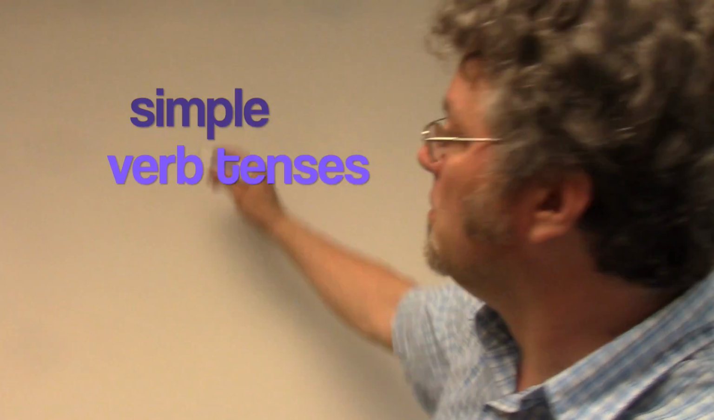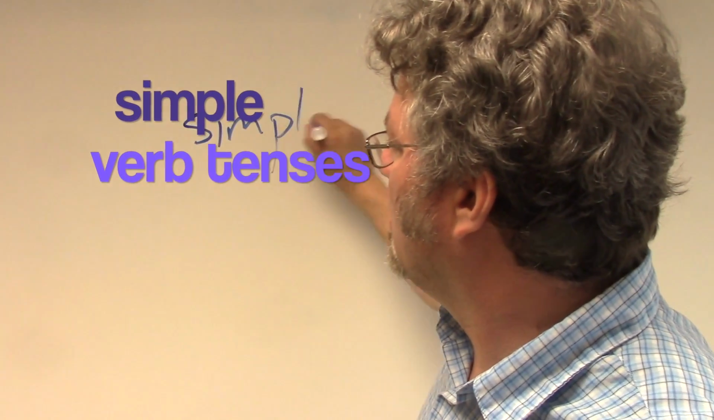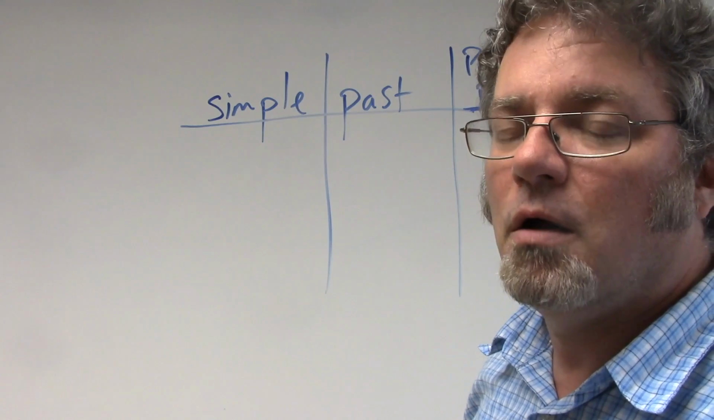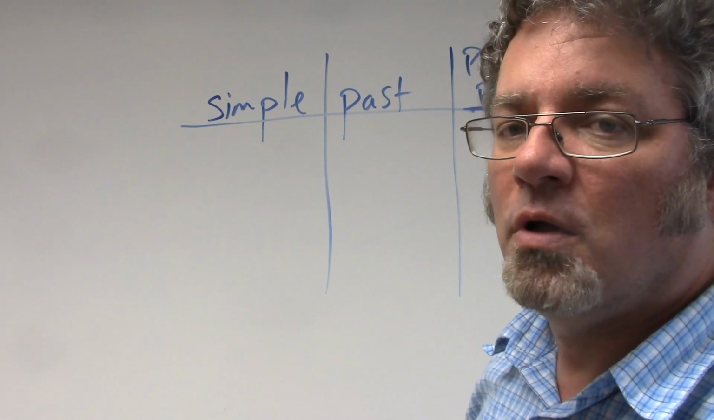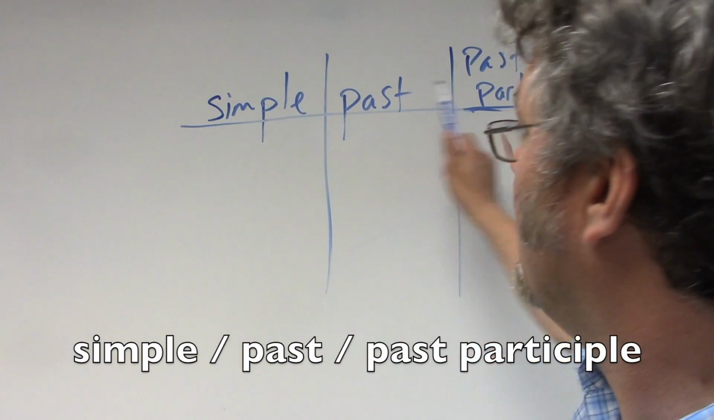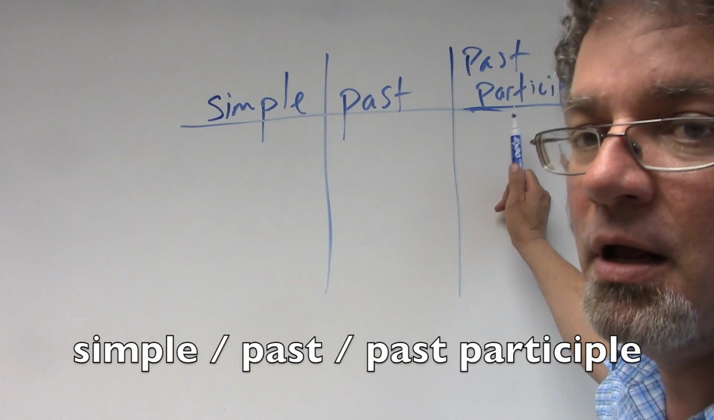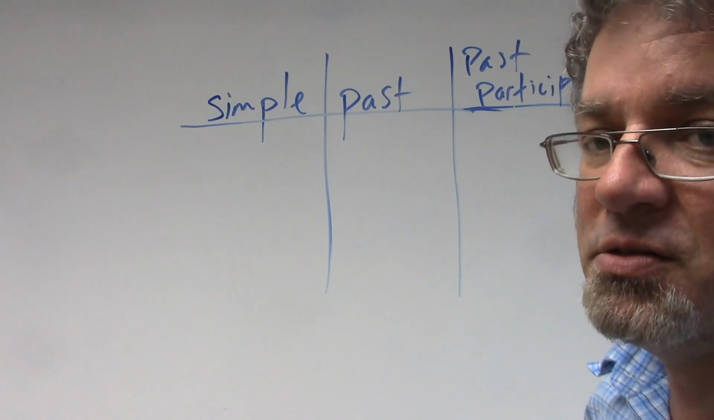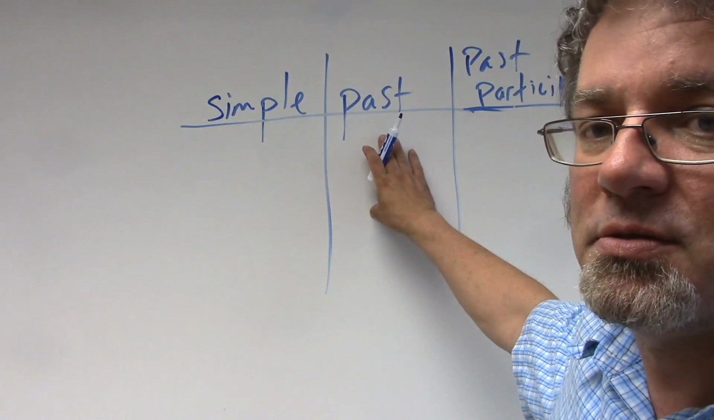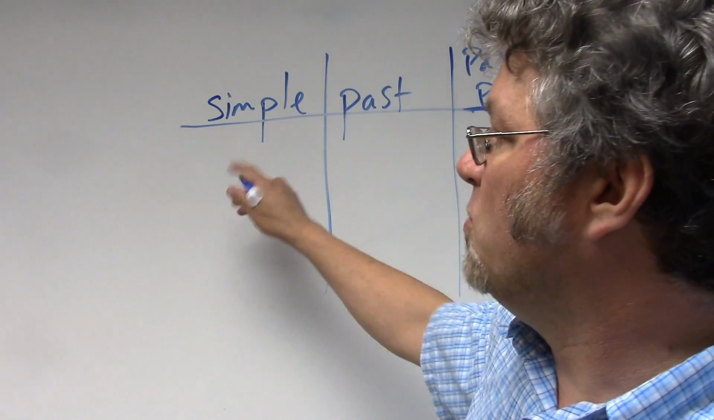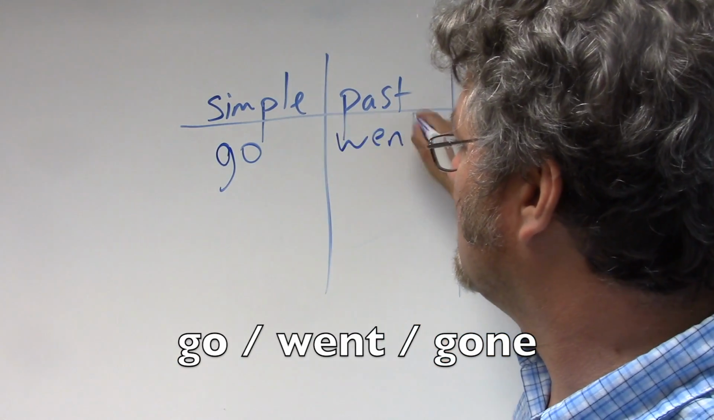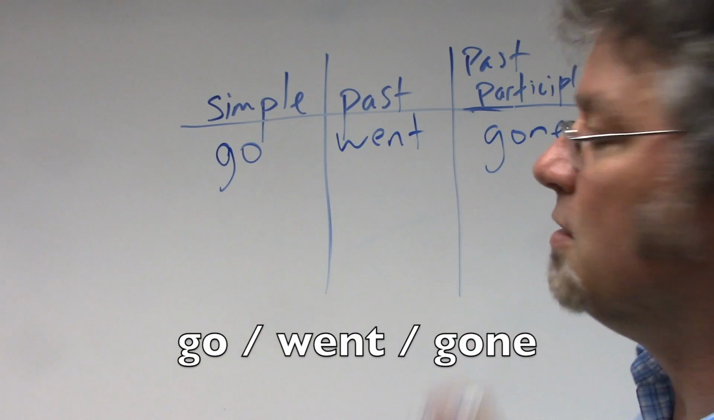In this video, you'll learn about simple verb tenses. When I teach my students about verbs, we'll often look at the simple form of a verb, the past tense of a verb, and the past participle of a verb. When you're studying the simple verb tenses, you really are looking only at the simple form and the past tense. As an example, if you want to take the verb go, in the past tense it's went, and the past participle is gone.